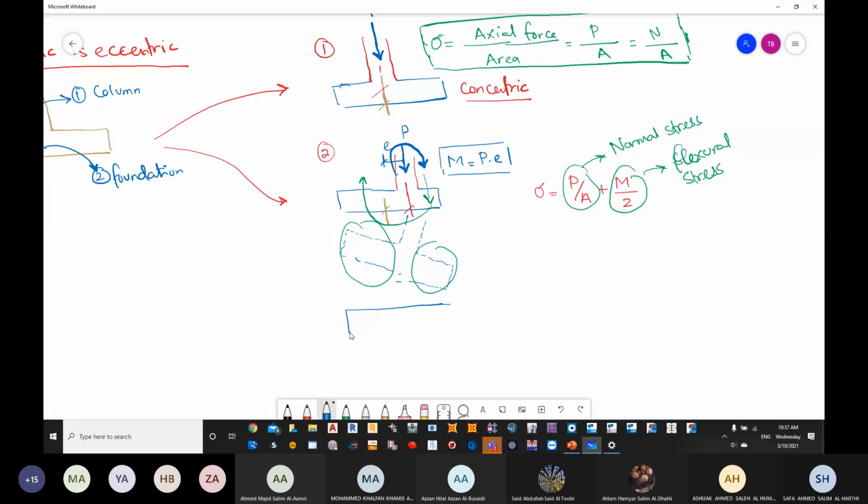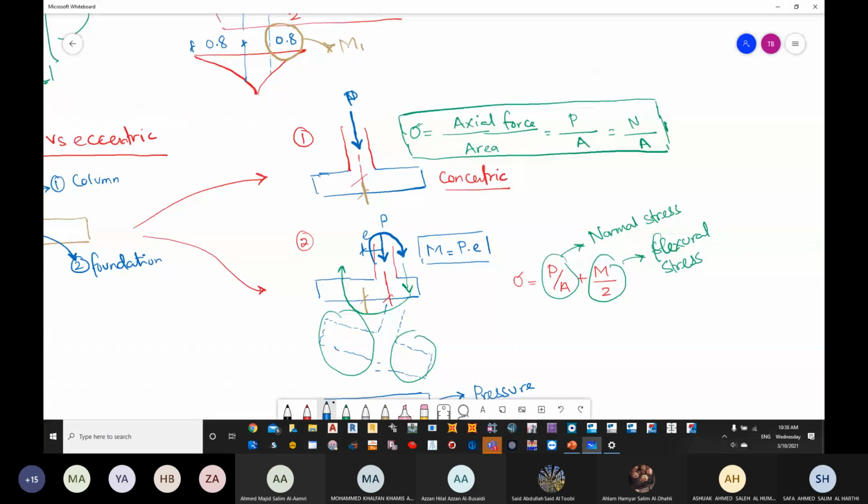And this is going to be my bending moment, or my pressure diagram to be accurate. This is going to be my pressure diagram in case of eccentric. Yes, tell me, which thing is not clear? And my pressure diagram is going to be uniform. We don't have a position which has more pressure than the other position.